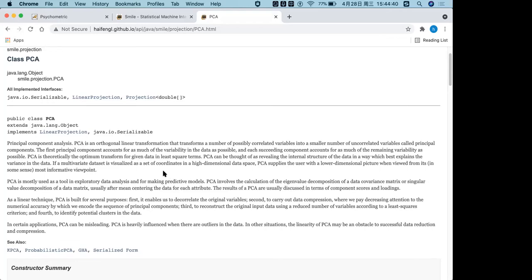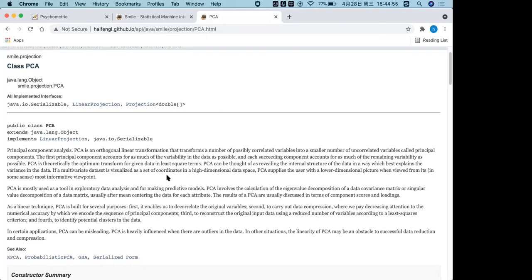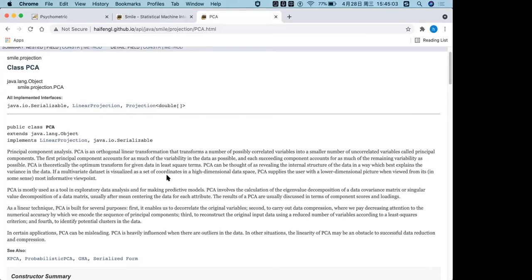Do you understand the physical meaning of PCA? Yes. What is it? It's mapping the multidimensional data to the dimension you want. Reduce the dimension. How? How is it doing it?